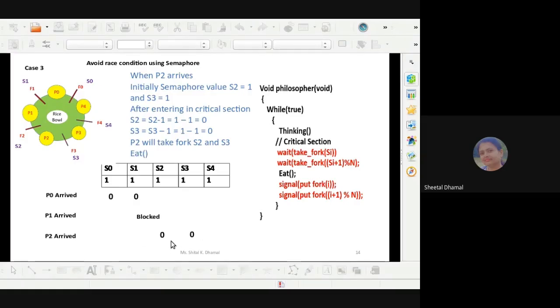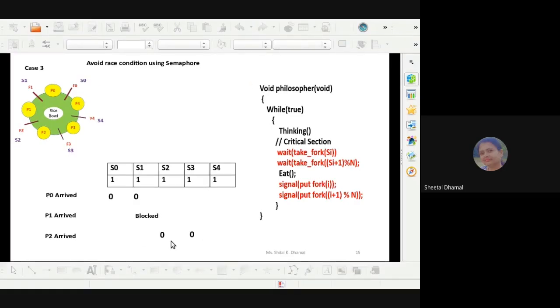Okay. Now let us consider that currently P0 is performing the eating operation, P2 is performing the eating operation, and P1 is blocked. And process P3 arrives. On the left hand side of P3 there is the S3 fork and on the right hand side there is the S4 fork. So here P3 will first check that the value of S3 is equal to 0. Only if this value is 1 can process P3 use semaphore S3, that is, fork S3. But as this value is already 0, P3 is also blocked.